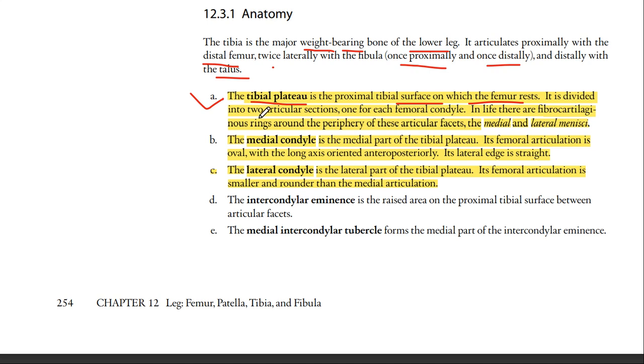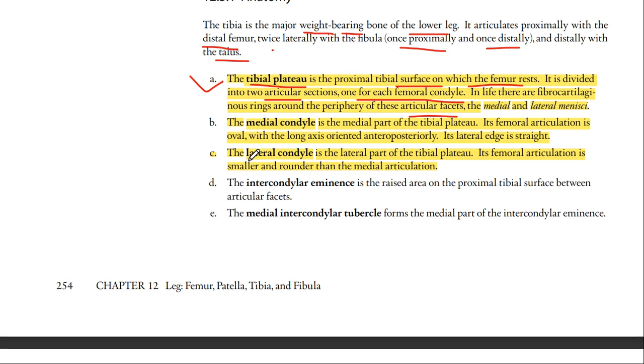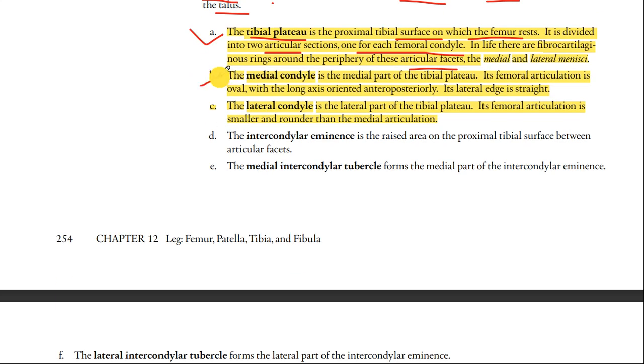It is divided into two articular sections, one for each femoral condyle. Now we had seen the structure of both the lateral and the medial condyles. So those two condyles basically set upon the tibial plateau. In life, there are fibrocartilaginous rings around the periphery of these articular facets, the medial and the lateral menisci. So we have cartilage association between the two bones, which sets them together. Then we have the medial as well as the lateral condyles.